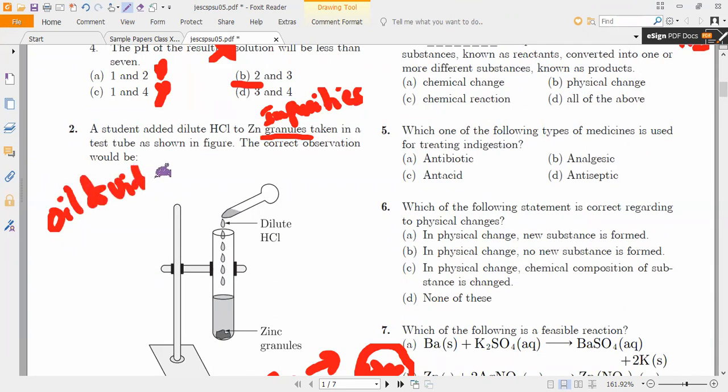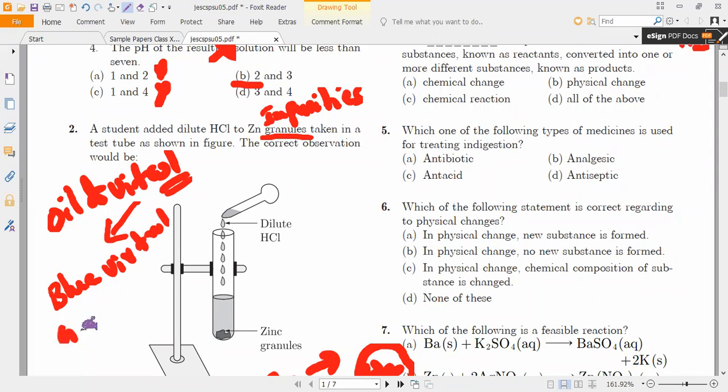Oil of vitriol is sulfuric acid. Very simple. Most of you have done well, but very few have made a mistake. Vitriol means, you may remember, blue vitriol, green vitriol, white vitriol. So blue vitriol, as we know, is CuSO4.